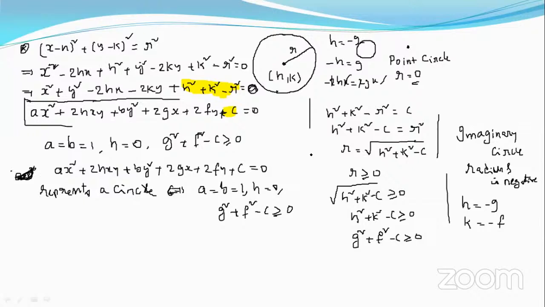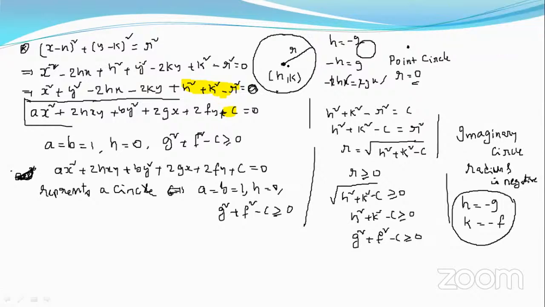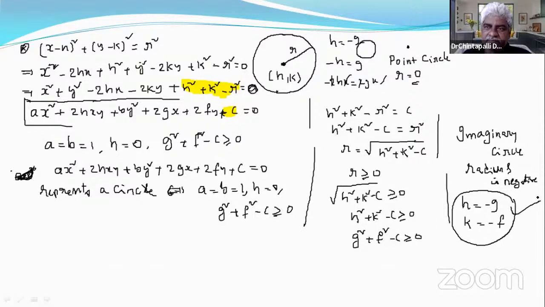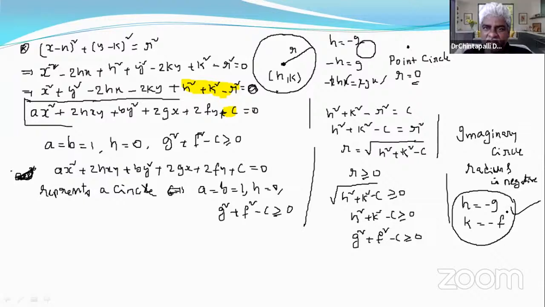Yes, sir. Now in the course of finding conditions for a general equation to be called a circle, we know that h is equal to minus g and k is equal to minus f, right? What is its center actually? h comma k. What is h here? h is equal to minus g. k is equal to minus f.